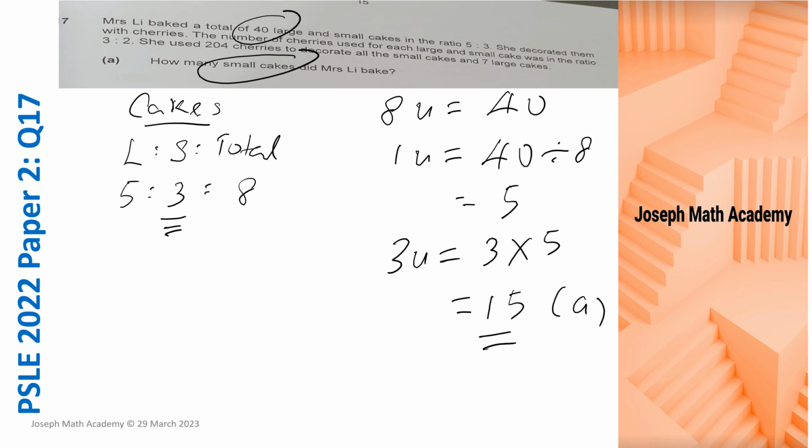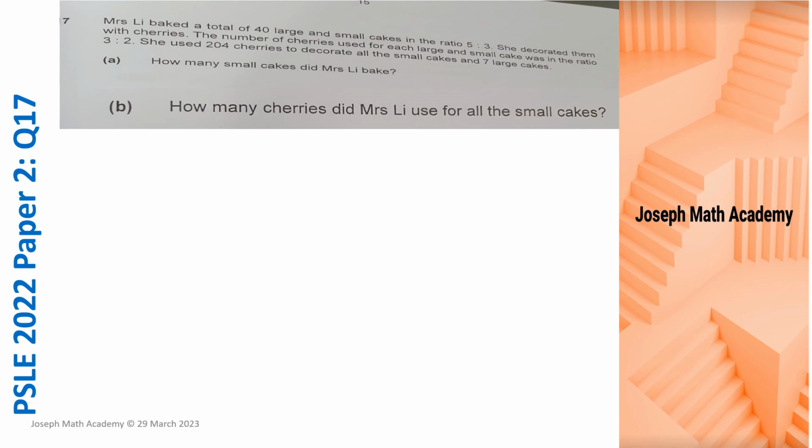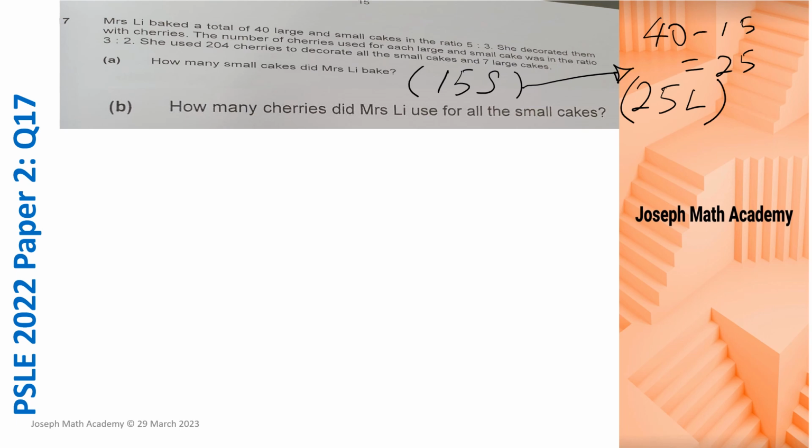Let's move on to question B. Okay, I'm going to write question A answer next to the question here so that at least I can remember. Okay, so that is 15 small cakes. Because it is 15 small cakes, I can find the large ones, which is 40 minus 15. That gives us 25. So there are 25 large cakes. Okay, so 15 small cakes and 25 large cakes should give us a total of 40 cakes baked by Mrs. Lee in total. Alright, going to move on to question B.